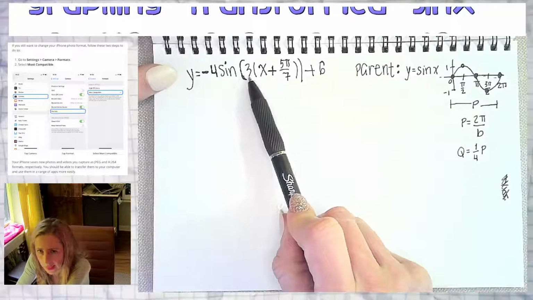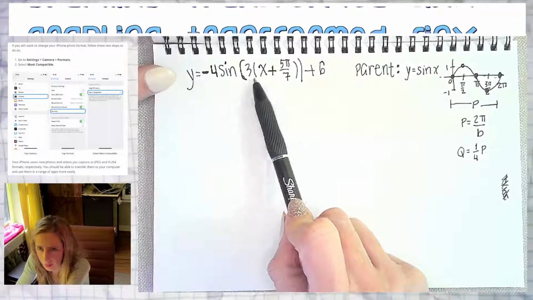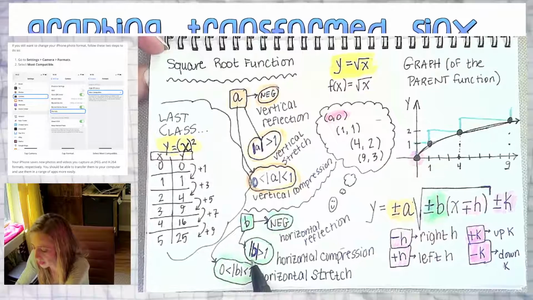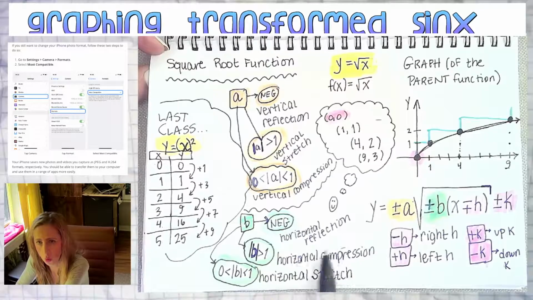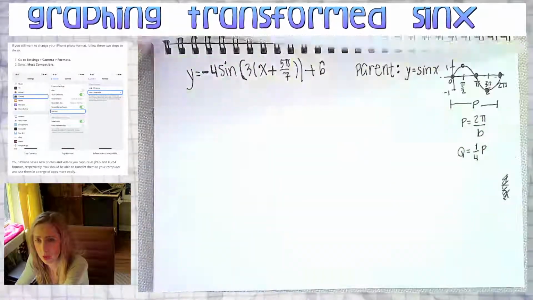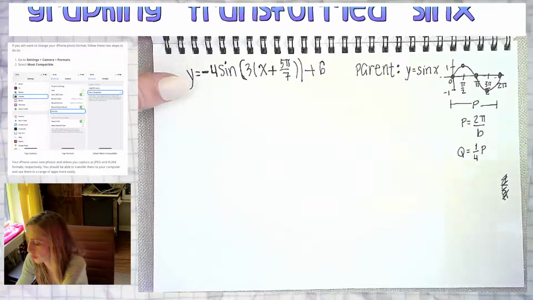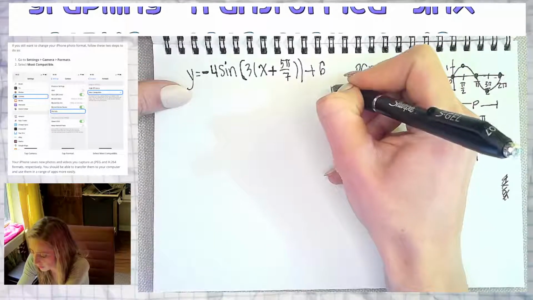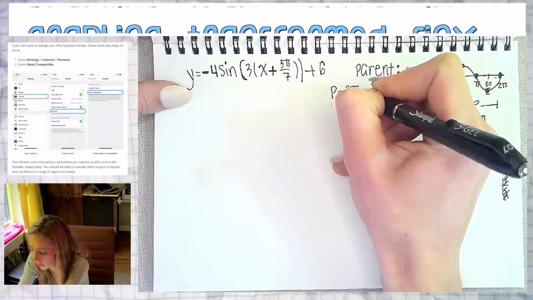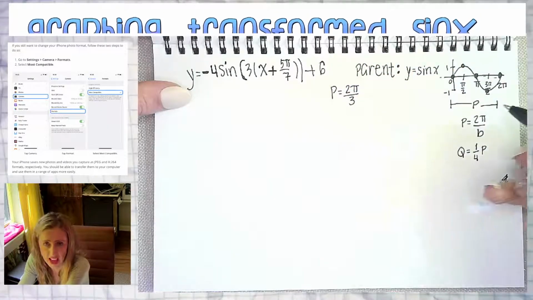The 3 is the most annoying one. 3 is our b value. If the absolute value of b is greater than 1, it's actually a horizontal compression. If we go to our period formula, 2 pi over b, the period of this will become 2 pi over 3. Leave it like that.